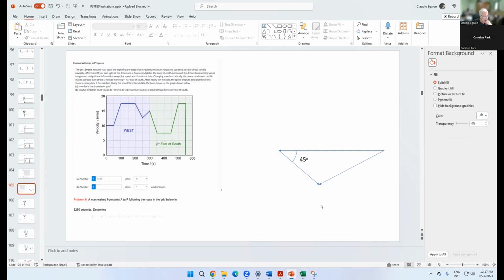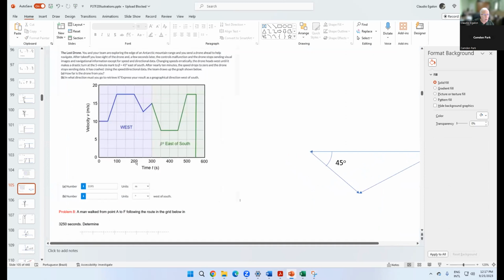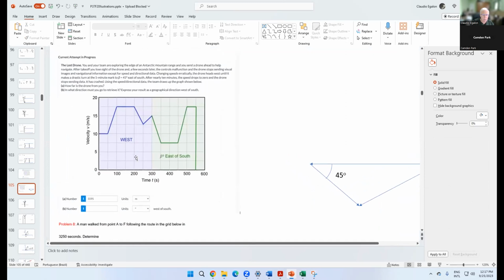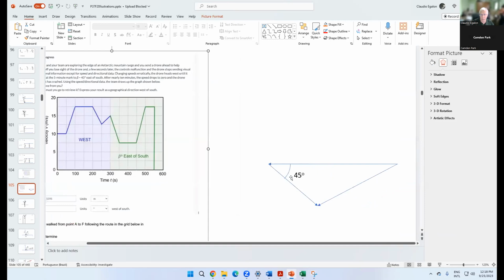How are the other problems? I don't know how to solve the B problem. Like item B, the second part. Okay, in what direction must you go to retrieve it? Okay, the direction is going to be this one right in here.